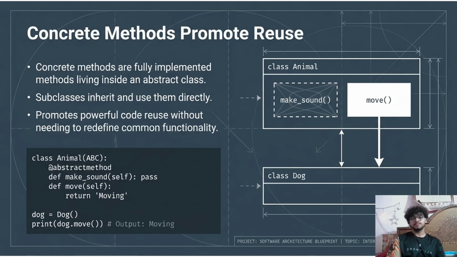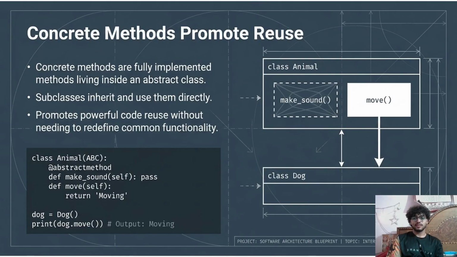across all subclasses. Now, concrete methods promote reuse, and concrete methods are fully implemented methods living inside an abstract class. Subclasses inherit and use them directly. This promotes powerful code reuse without needing to redefine code functionality. So it's just removing redundancy.